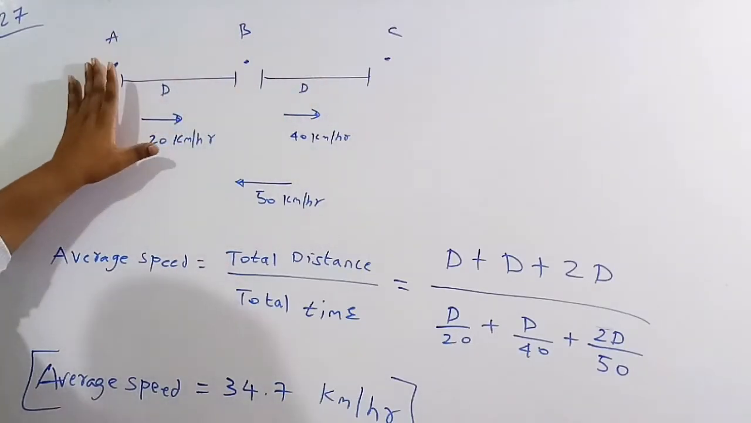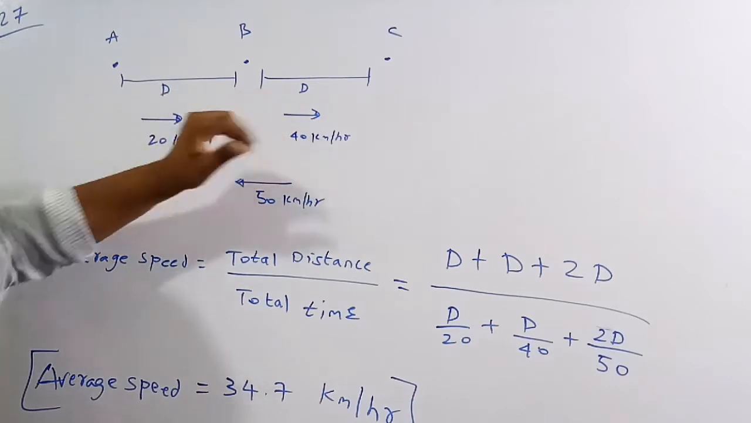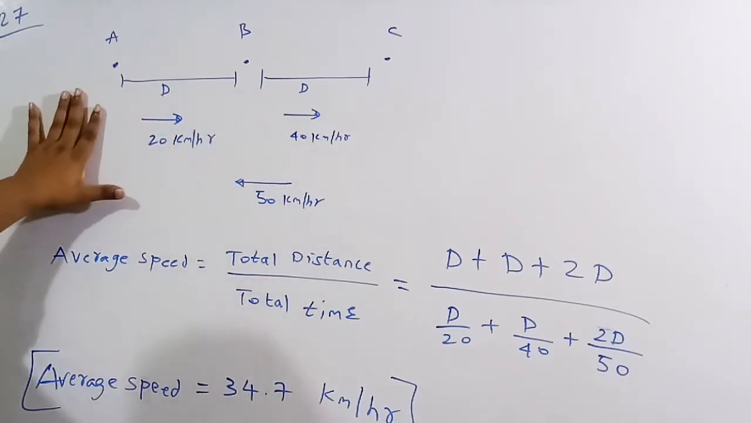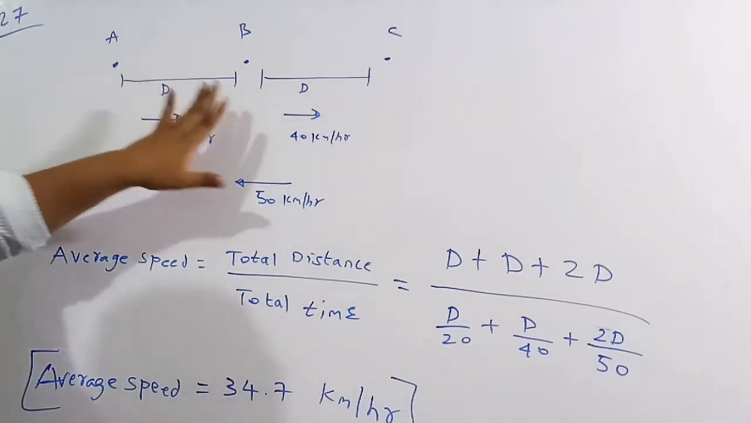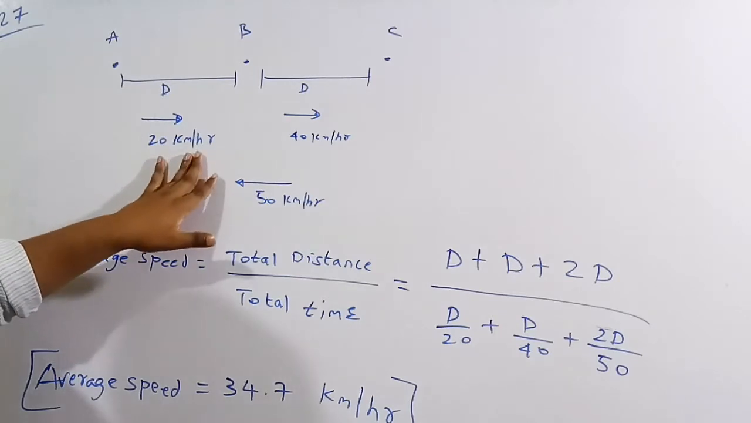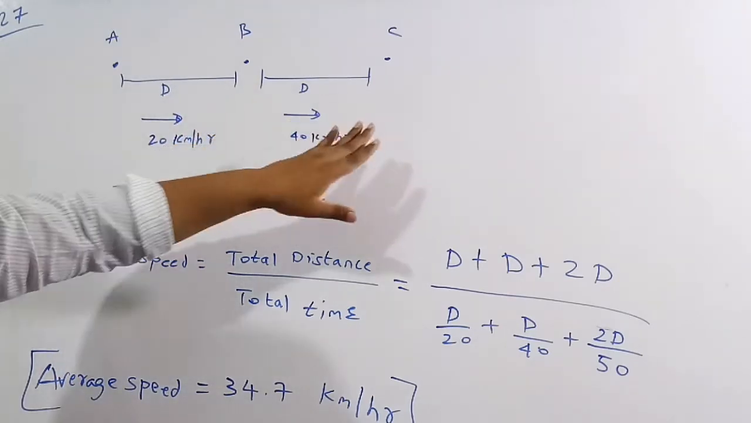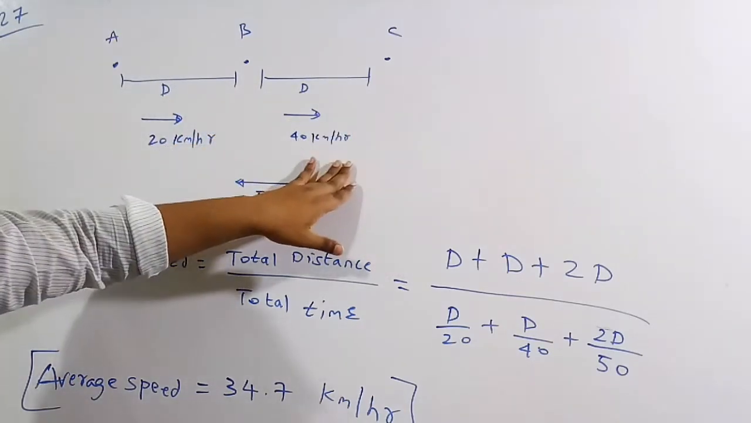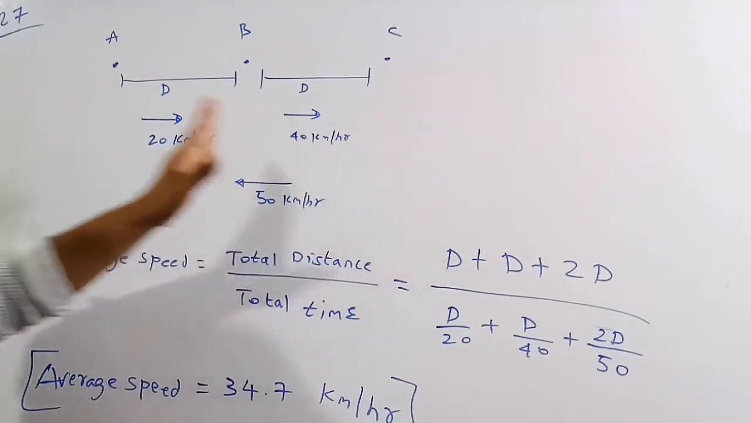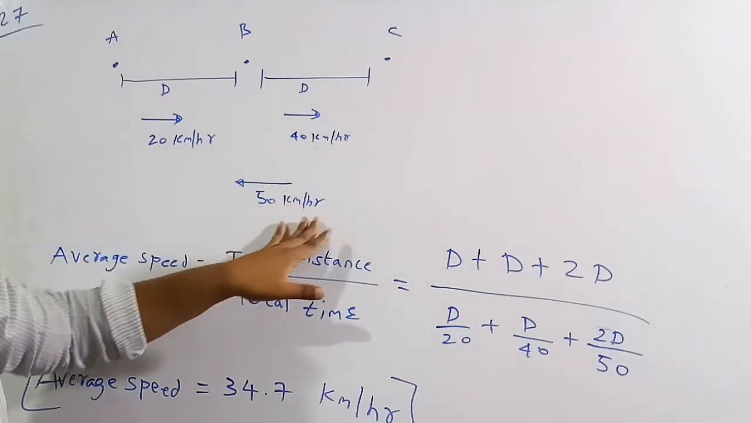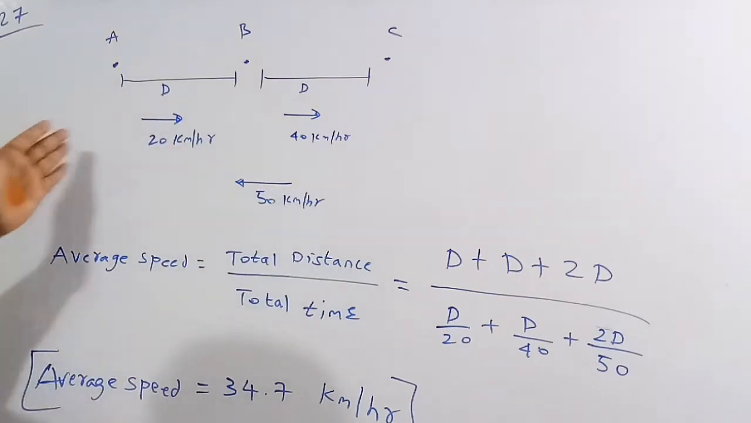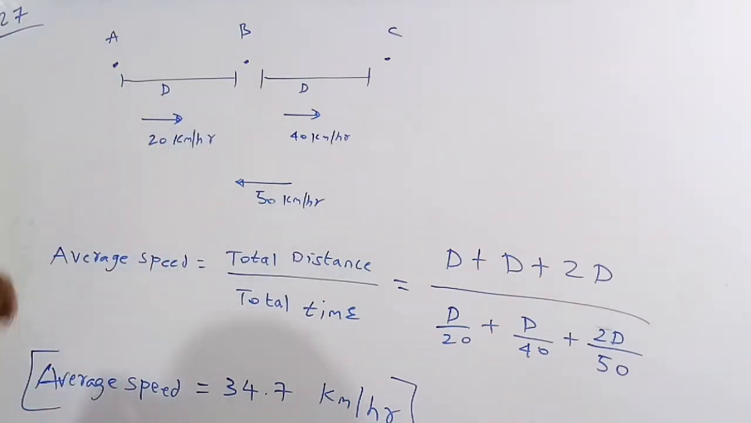The distance between them is the same, which is D and D, I am going to assume. So there is one motorist who is going to travel from city A to B with a speed of 20 km per hour, from city B to C with a speed of 40 km per hour, and from city C to city A with a speed of 50 km per hour. In this total journey we want to find the average speed.